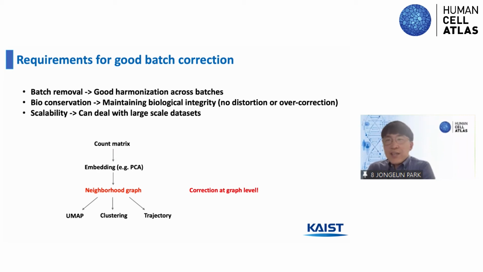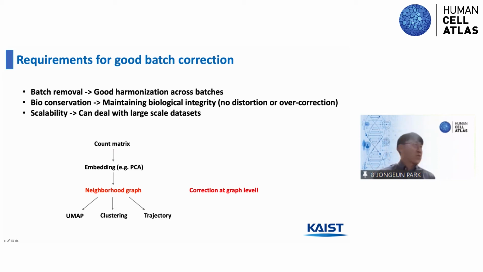But I think there are three aspects that we need to think about to assess what is a good batch correction. The first criterion is whether it's doing good batch removal, so good harmonization across batches. Secondly, it should also conserve biology well. It should maintain the biological integrity, not overcorrect between different cell types, and not distort the global structure. And for the Human Cell Atlas purpose, I think the third characteristic, scalability, is the most important, because nowadays we are dealing with thousands of different data sets with tens of millions of cells in them.